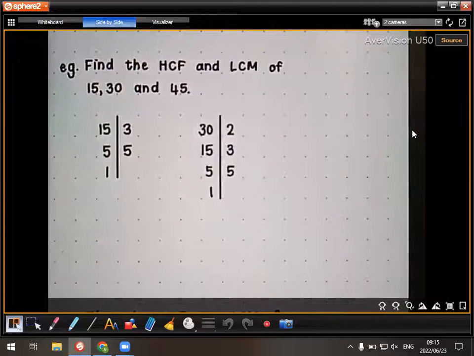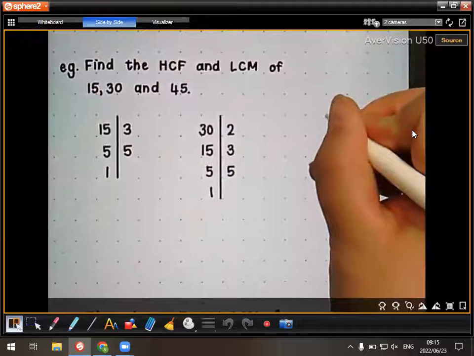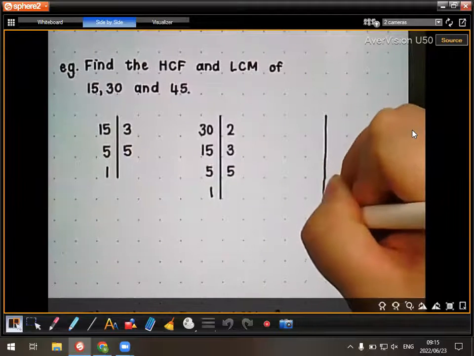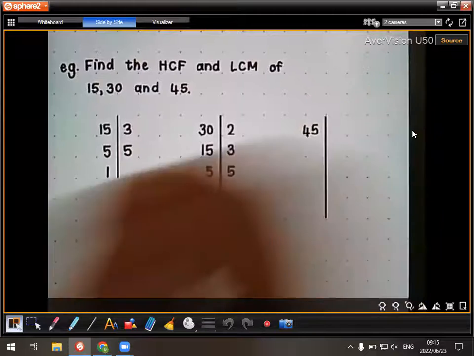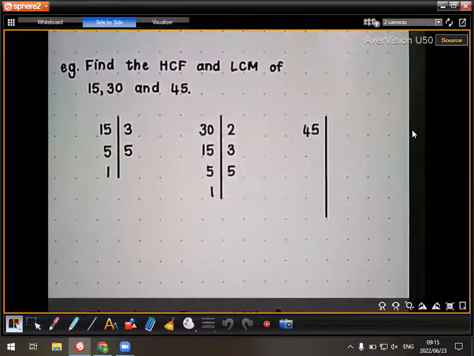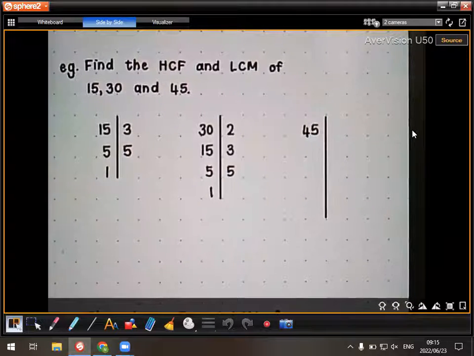Okay, last one, 45. I'm not sure how long my line is going to have to be, but remember, if it's too short, you can lengthen it. If it's too long, you can just leave it.